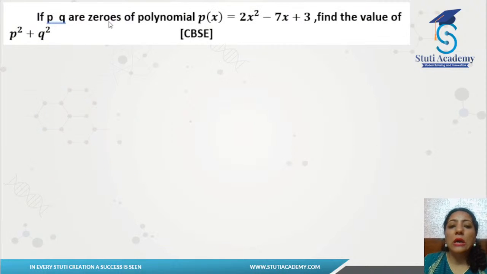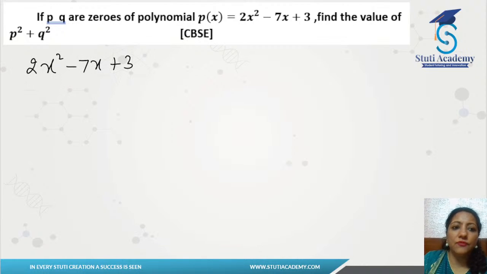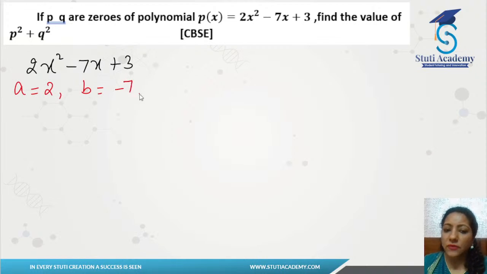Okay. Now the next one. If p and q are zeros of the polynomial p(x) = 2x square minus 7x plus 3, find the value of p square plus q square. So this is the polynomial given to us. And if we compare this with the standard form, we will get a as 2, b as minus 7 and c 3. Now we know that p and q are zeros of the polynomial.